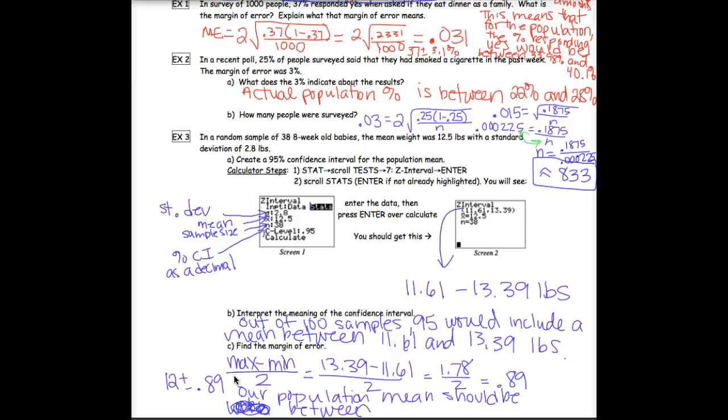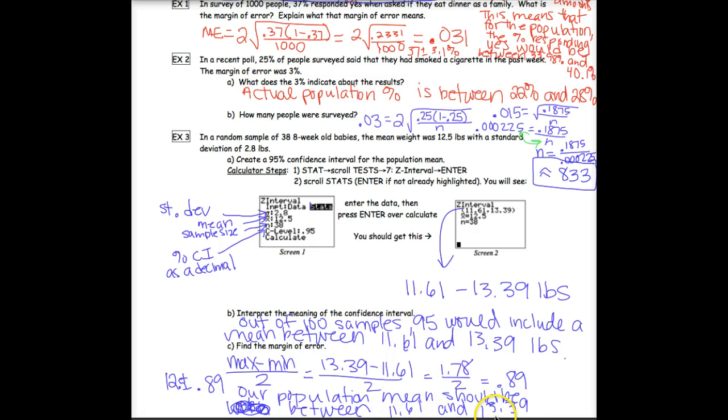So the first number, oops, I said 12.5 and then I just wrote 12. 12.5 minus the 0.89, which is 11.61, and 12.5 plus your 0.89, which is indeed 13.39.